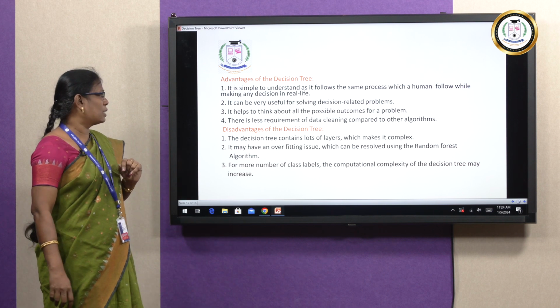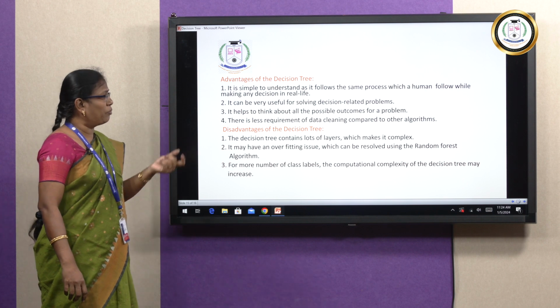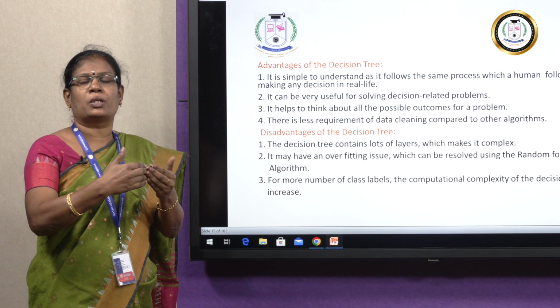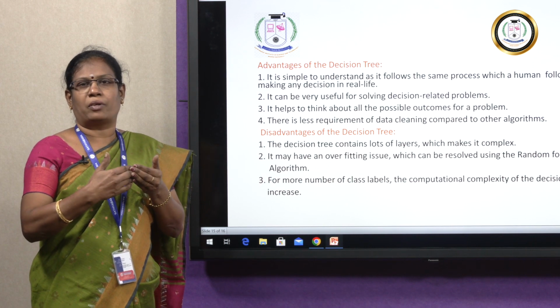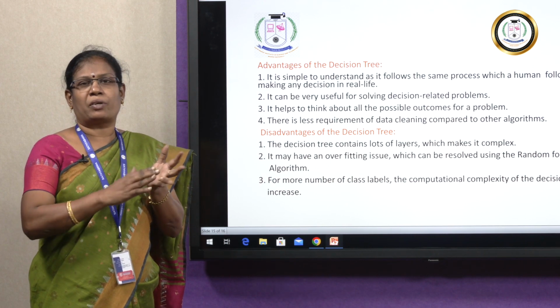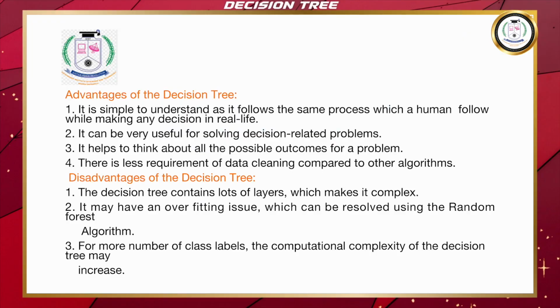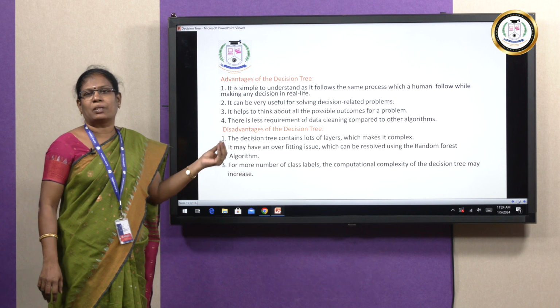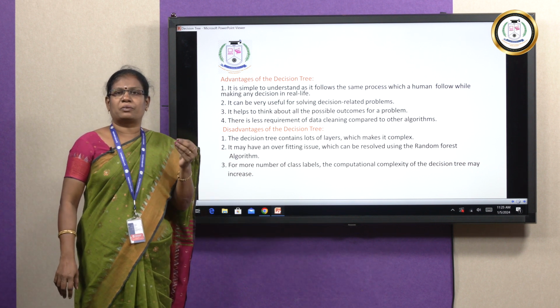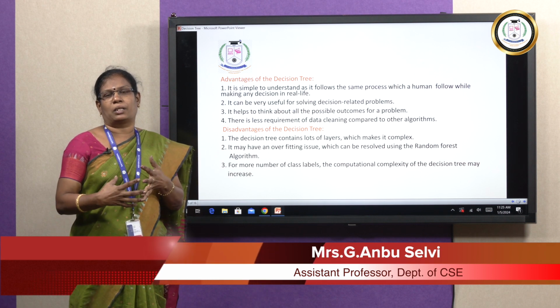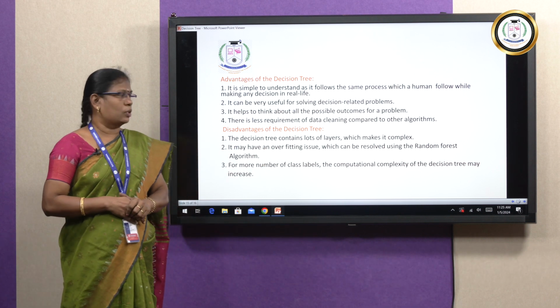What are the disadvantages of decision trees? It contains lots of layers, which makes it complex, because we have to compute the information gain and Gini index for each and every attribute. So we have more computations, and that's why it is more complex. If there is an overfitting issue, it can be resolved by using the random forest algorithm. For more class labels, because this is supervised learning, if we have a larger number of labels, there is more complexity in performing the decision tree algorithm.